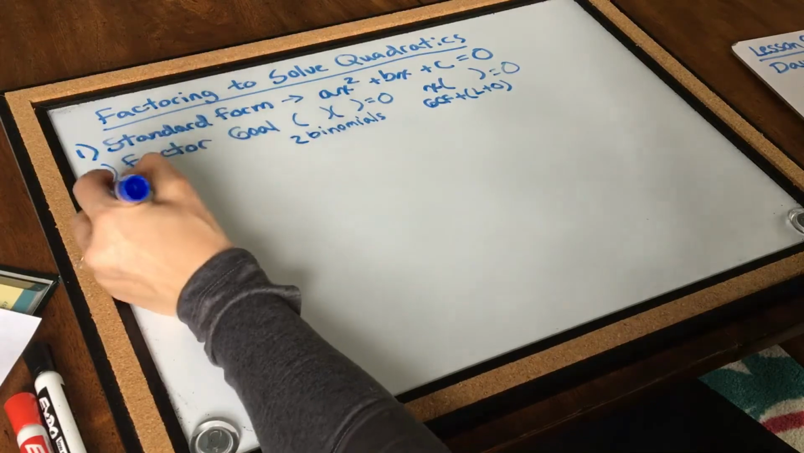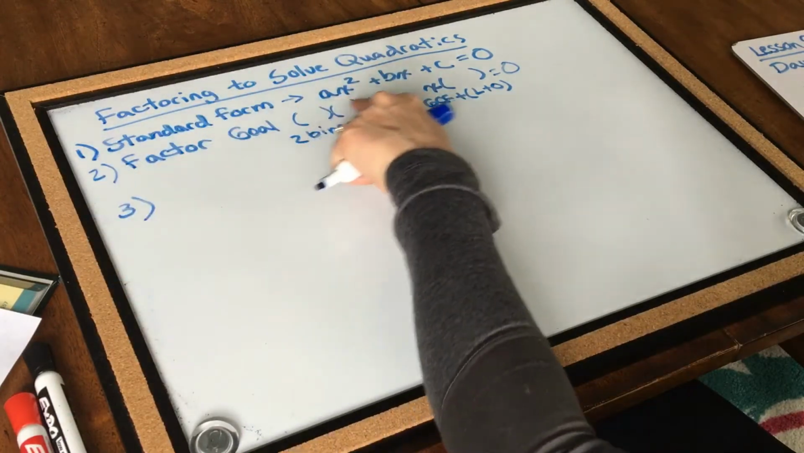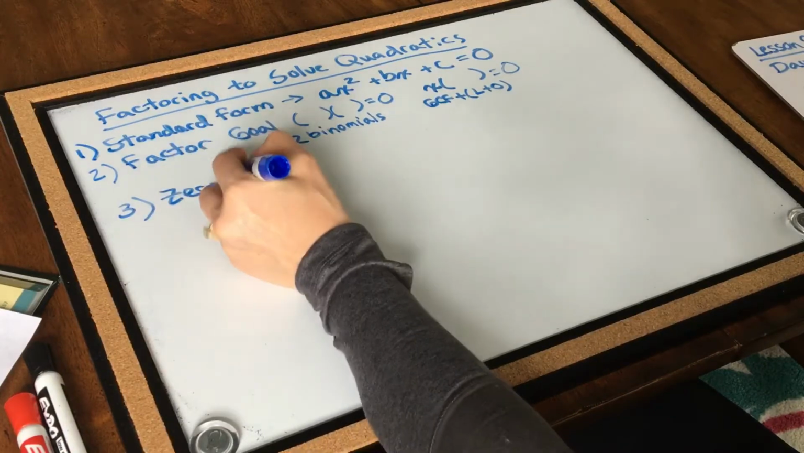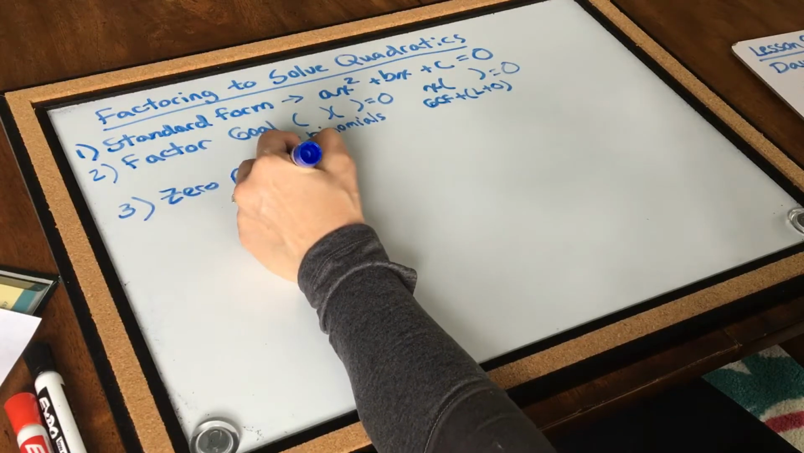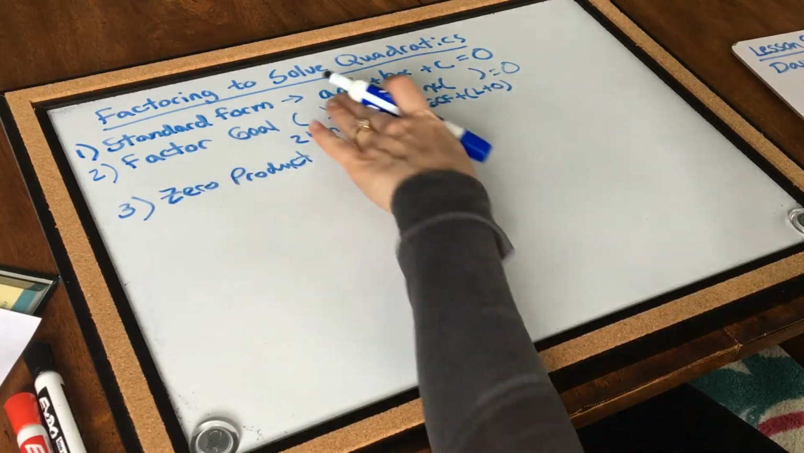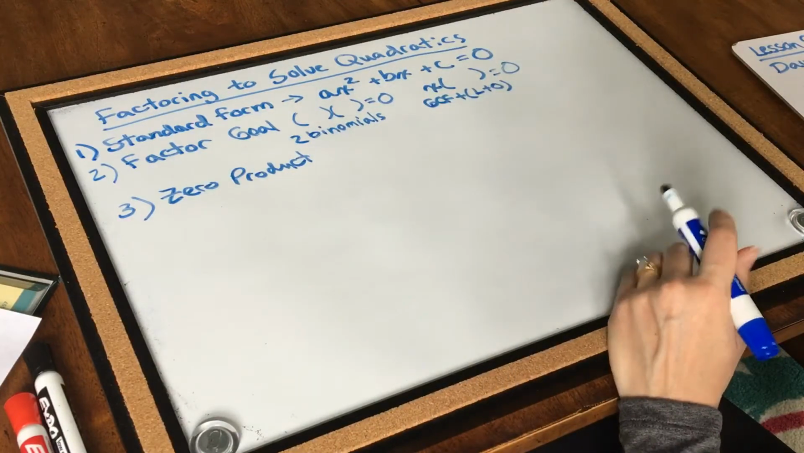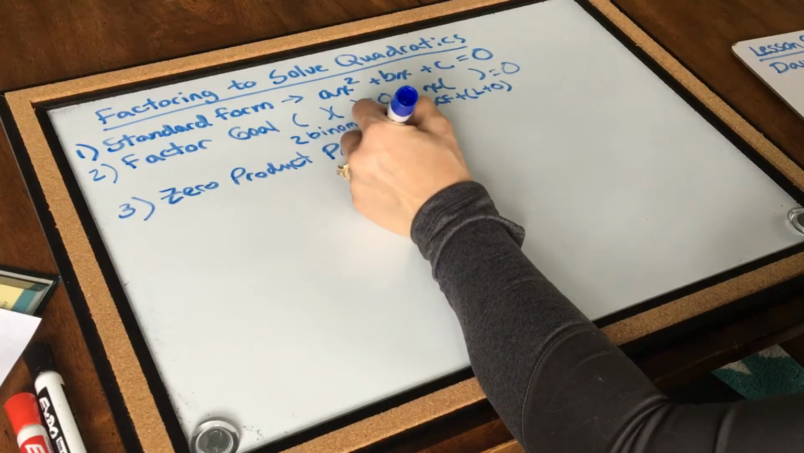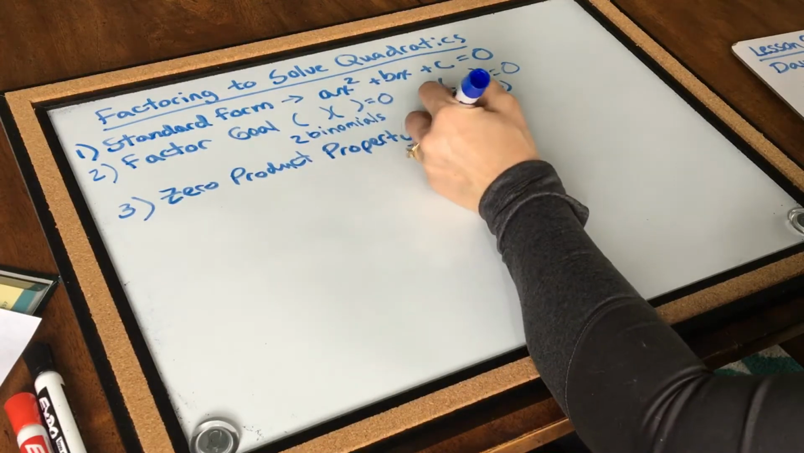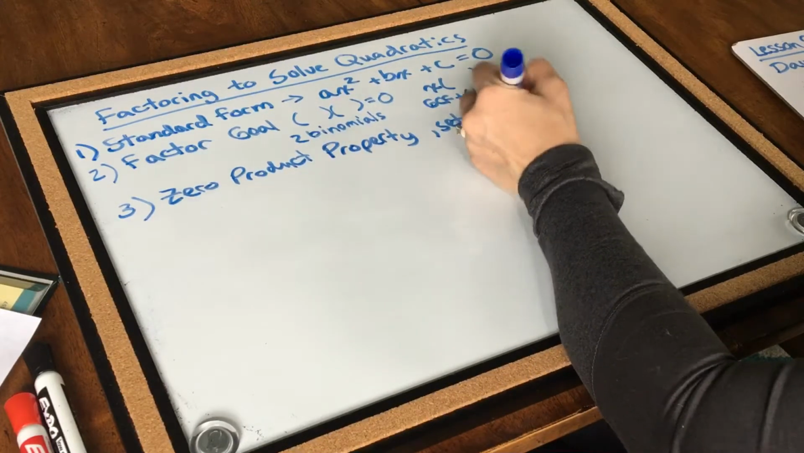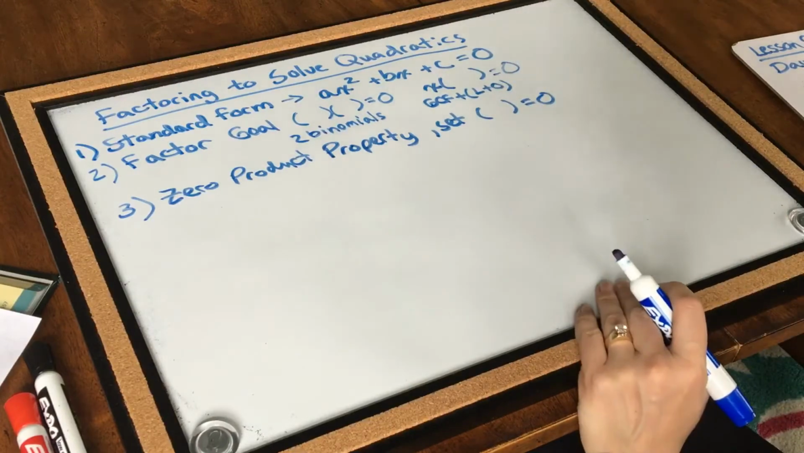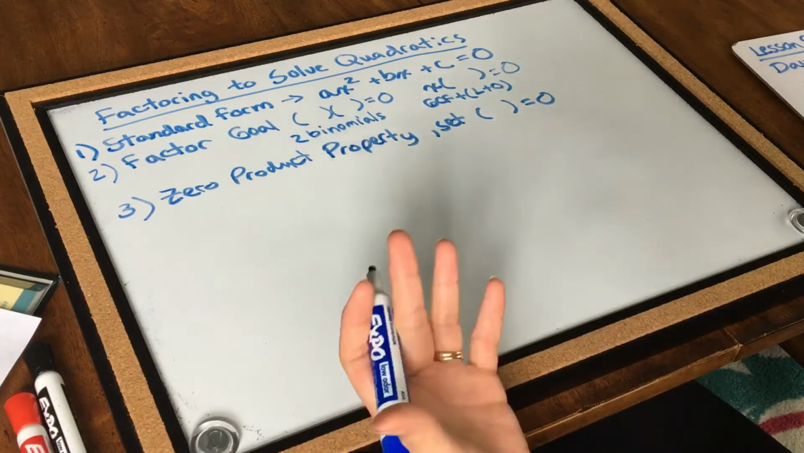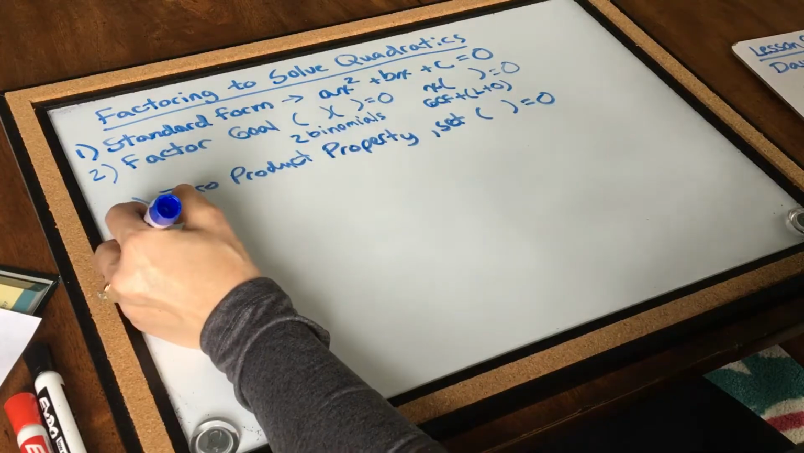All right, then once you've factored this, you're going to use the zero product property from yesterday. So what that means is you're going to set all the pieces equal to 0. So you'll use the zero product property and you're going to set parentheses or whatever pieces you have equal to 0. Okay, let's see how this works using an example.